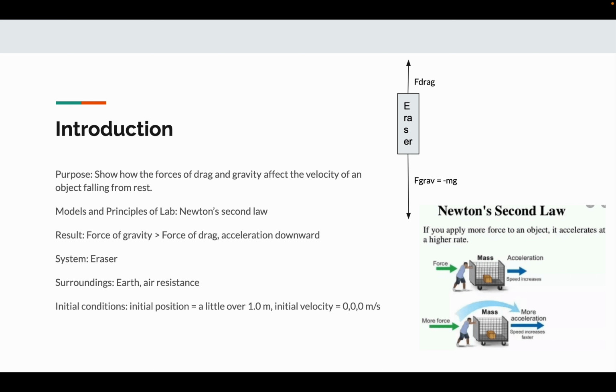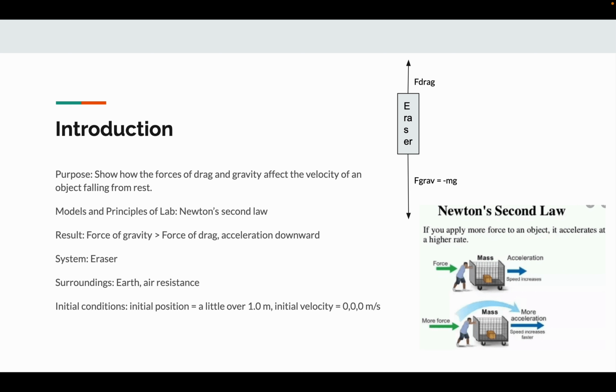So to start off, the purpose of this lab is to show how the forces of drag and gravity affect the velocity of an object falling from rest. In the diagram to the right, I used an eraser and then the downward arrow to show the force of gravity, which is mass times the gravity constant on Earth, and then the upward arrow shows the air resistance or the force of drag.